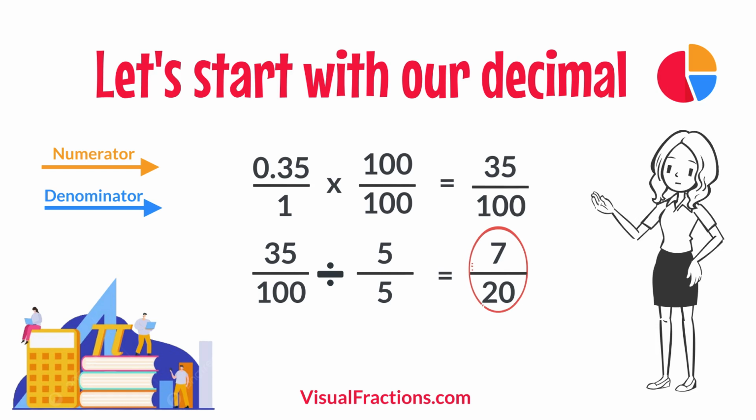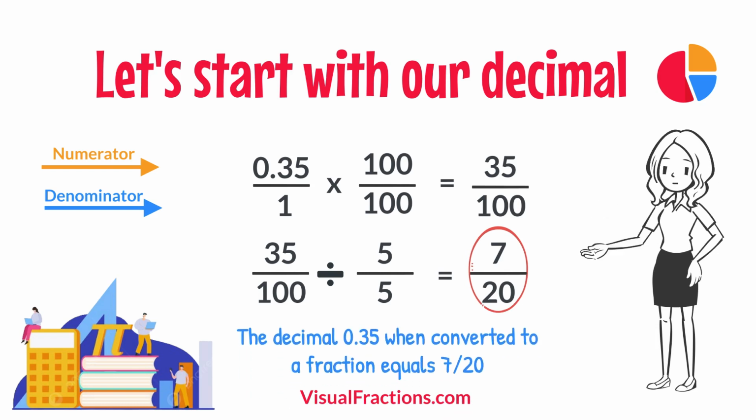And there you have it. The decimal 0.35 when converted to a fraction equals 7/20ths.